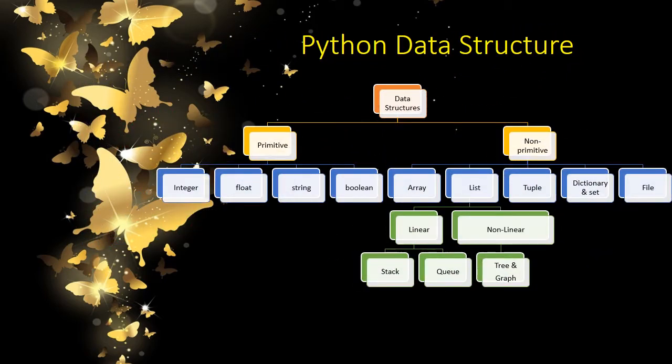The Python data structures are mainly classified into two types: primitive and non-primitive. Under the primitive, the basic data types integer, float, string, and boolean will come, and non-primitive types are array, list, tuple, dictionary, set, and files. In the list, there are two types here: linear and non-linear. Linear types are stack and queue. For example, non-linear examples are tree and graph.